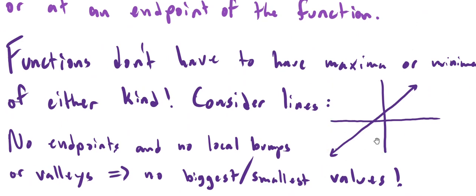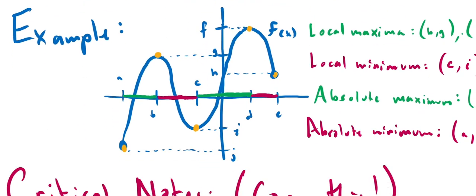Like, think about a line. A line goes up forever and down forever. So it doesn't really have a highest and lowest value. It has no absolute max and min because infinity and negative infinity aren't numbers. Moreover, it has no bumps, no valleys, nothing like that. So it has no local maxes and mins either. So it has no absolute and no local maxes and mins. Lines are pretty boring from this question's perspective.